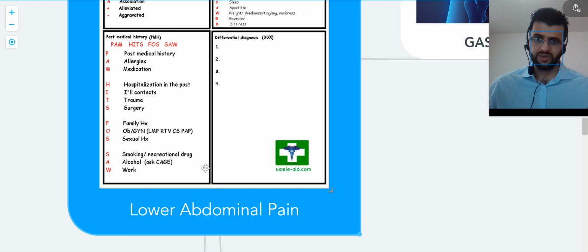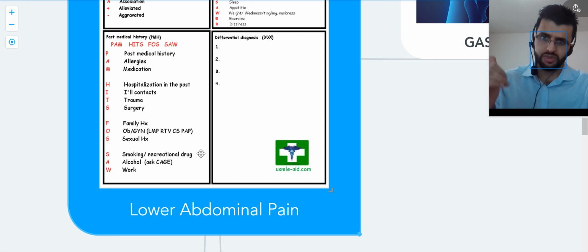PAP for pap smear. So LMP and PAP, they're just by themselves. But RTV, CS are the ones that have words that mean something else. So let's repeat it. LMP, last menstrual period. You ask about that.